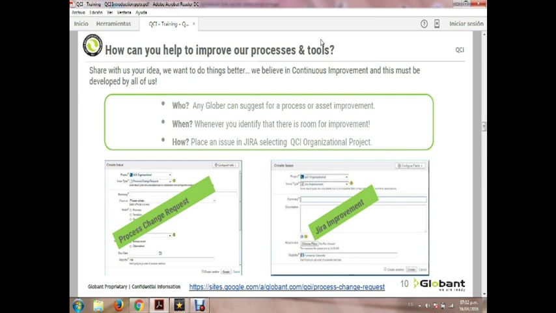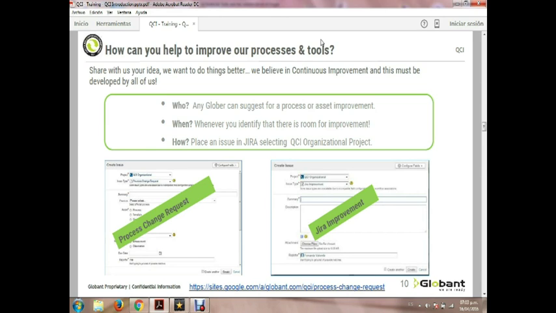Once you have created the issue, a QCI team member analyzes it and, if approved by the SEPG, proceeds to implement the change. We want to remark that we are now evaluating an improvement which involves unifying both issues in order to have only one improvement issue and avoid mistakes when selecting which issue to generate. So it is likely that you currently find only a single issue in JIRA to make suggestions for improvement.